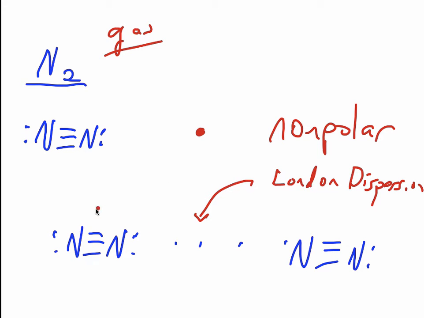It's not about these bonds. These are the intramolecular bonds. These are the bonds between them. Let's look at a different one. Let's look at something like CS2.